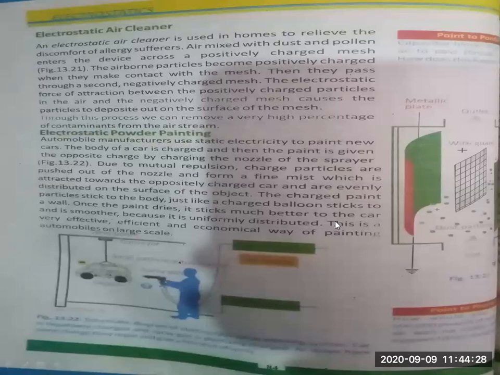It sticks much better to the car and is smoother because it is uniformly distributed. This is a very effective and efficient way of painting automobiles on a large scale. If we have a lot of cars to paint, we use this principle of electrostatic electricity to paint the new cars.